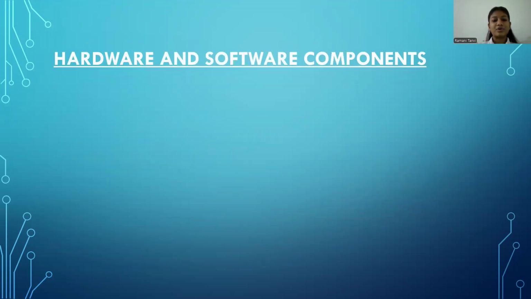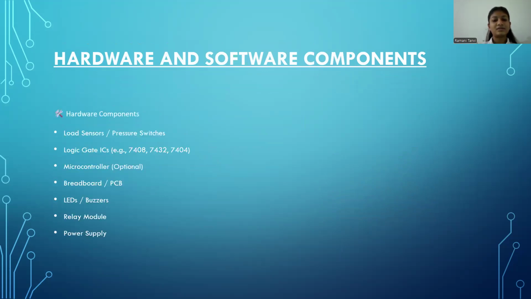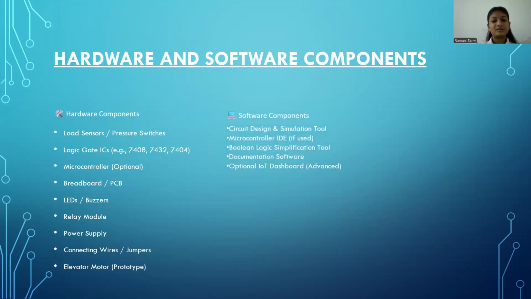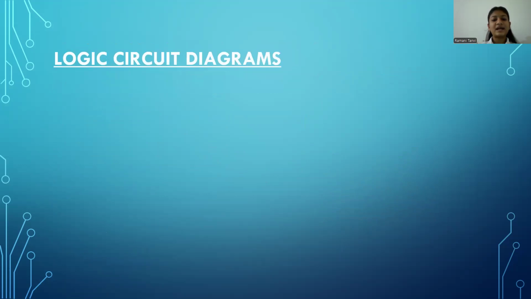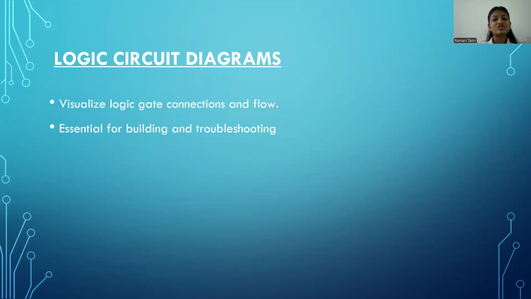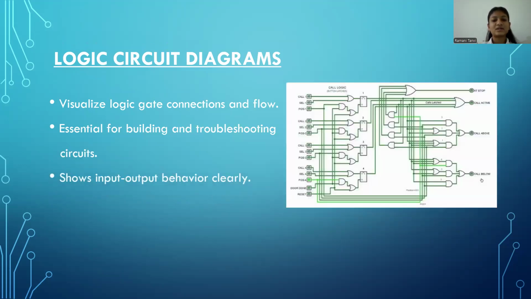Hardware and software components. Here you can see the hardware component and the software. Logic circuit diagram. This is the visual version of our Boolean expression. We draw the gates and connect them, usually with wires. It helps us understand the flow of logic, how inputs move through the system, and what output we get. This diagram is also useful during troubleshooting. Here you can see the circuit.